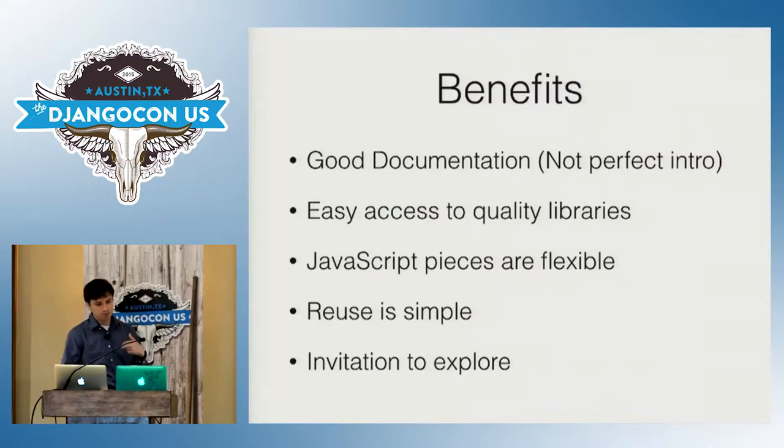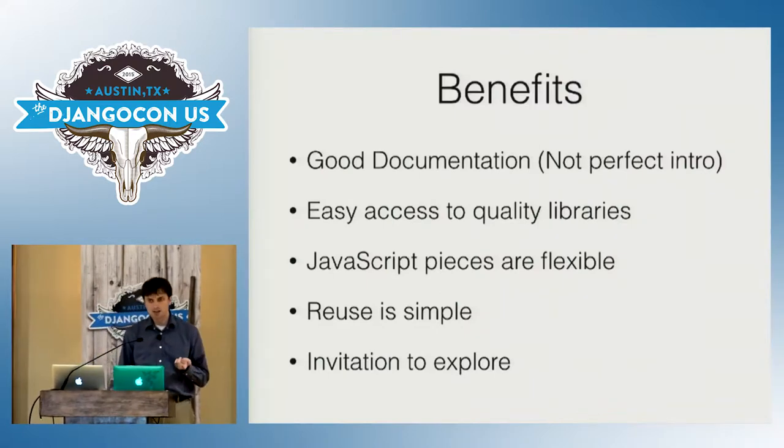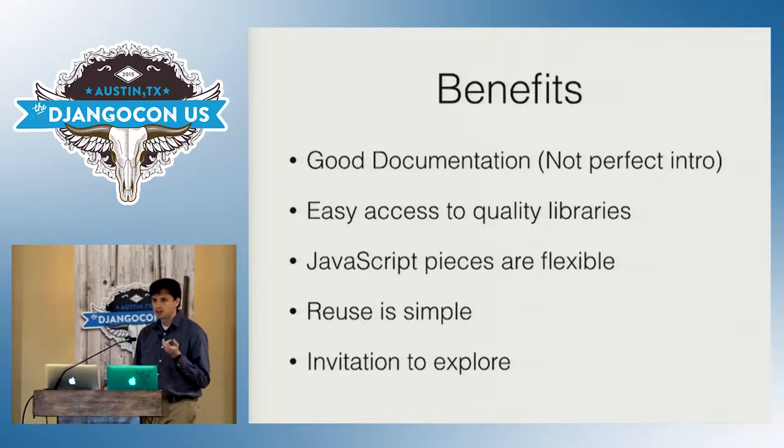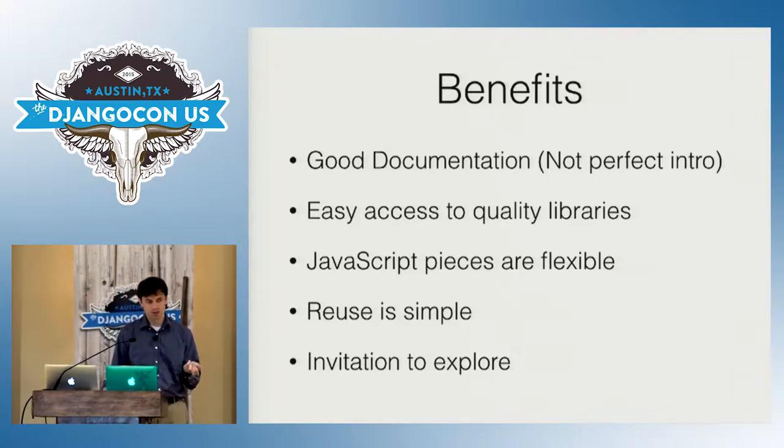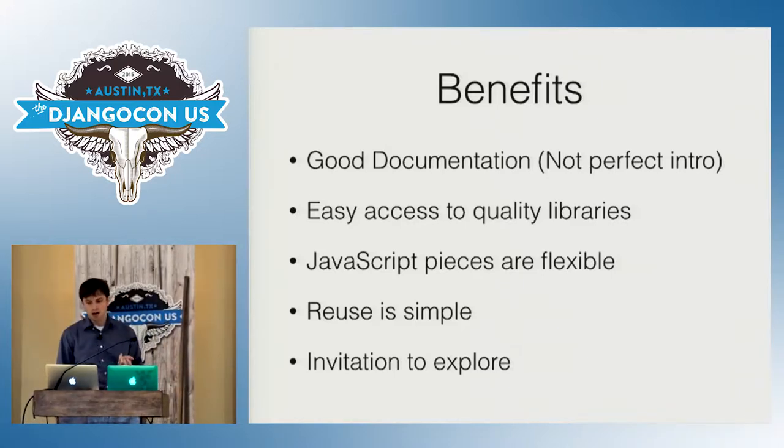So what are the benefits of these choices, right? Good documentation is a clear benefit. I think that Django has excellent topic level documentation, and I think it serves as a model for a lot of other free and open source software, and that's great.